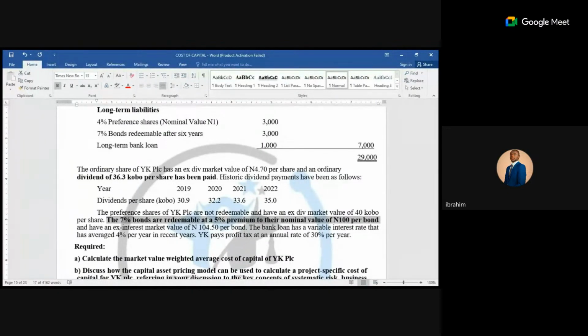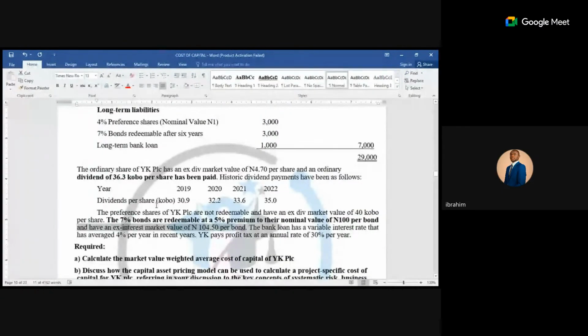Now, we have an ex-interest market value. This is the ex-interest market value. Can you see that it is ex-interest, meaning that the interest has been paid.